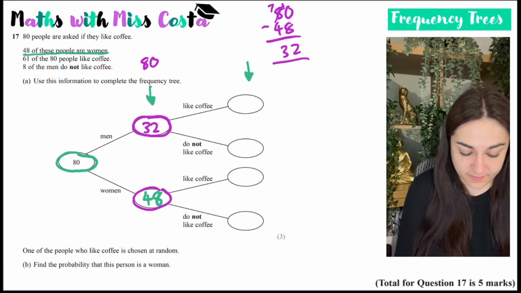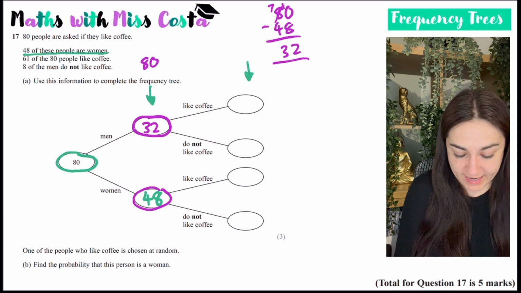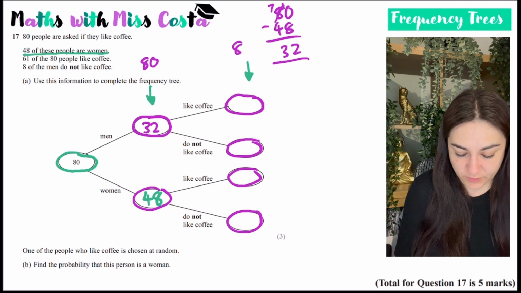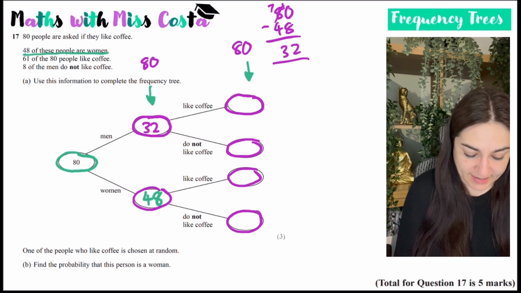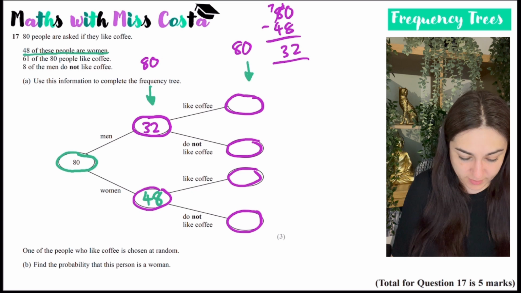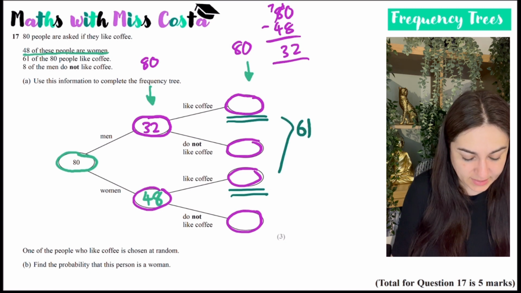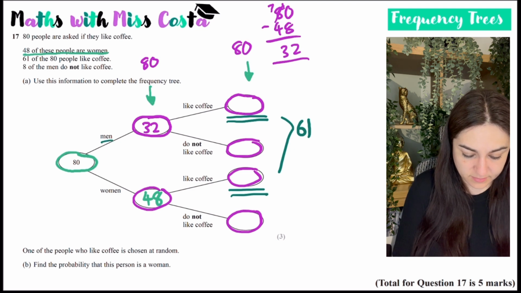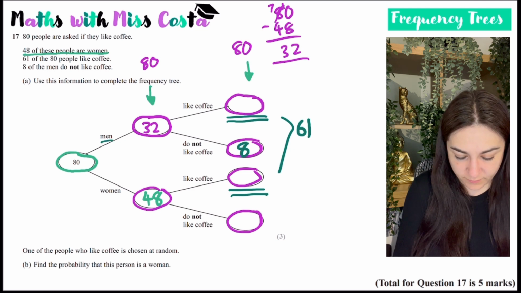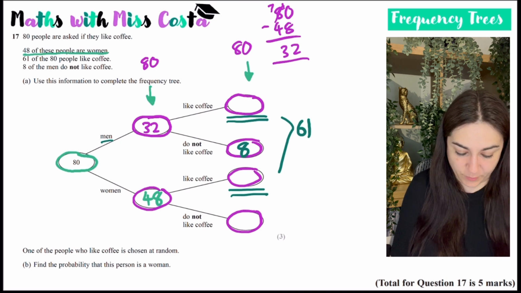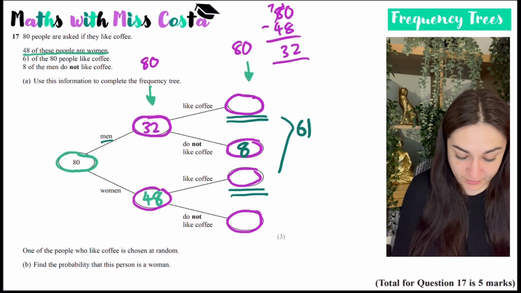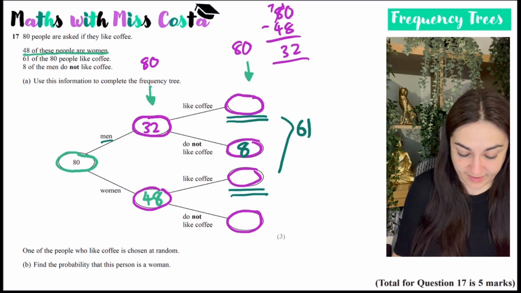So just like these two little columns needed to add up, over here, all of these little parts are going to need to add up to 80 as well. So let's fill out what other information I've got. I'm told 61 of the 80 people like coffee. So like coffee and don't like coffee needs to add up to 61. And then I'm told 8 of the men do not like coffee. So I'm going to put 8 over here. Now, what I can do is work backwards. So I know that these two that I've underlined in the dark green need to add to 61.